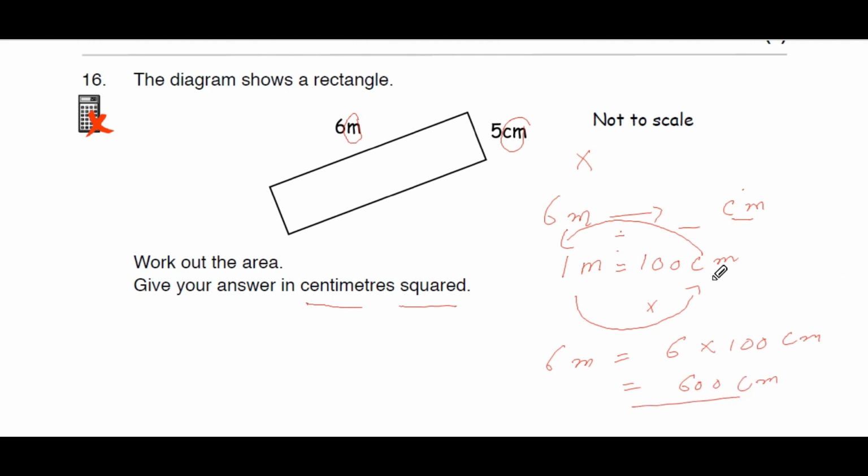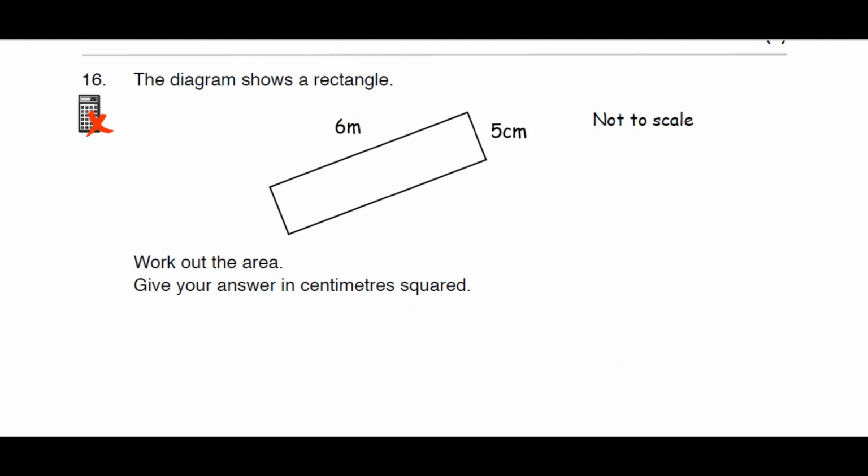Okay, now what is your length? 600 centimeters. And your width is 5 centimeters. So now you can find your area easily in centimeters squared. That is 600 times 5: 5 times 6 is 30, and you need to put the last 2 zeros at the end. So centimeters squared will be the unit. So this is your answer now.